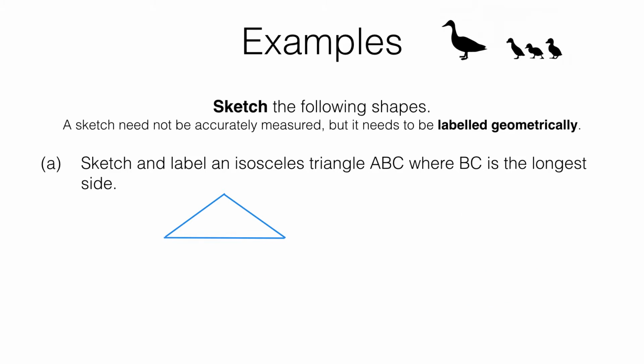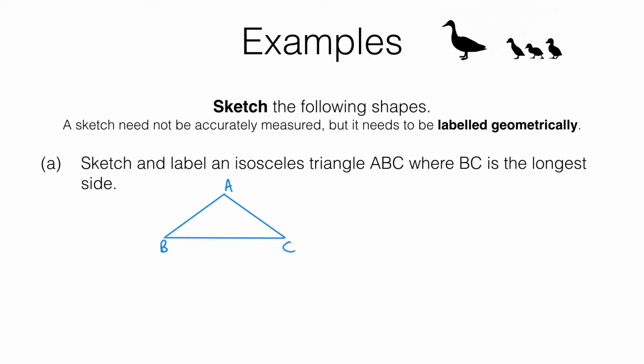Now we want the longest side to be called BC. So we want these vertices to be called B and C, like this. And that means the other vertex will be vertex A because we wanted our triangle to be called ABC. And we're not quite finished yet. Someone looking at this sketch won't know this is an isosceles triangle. We need to give them a bit more information.